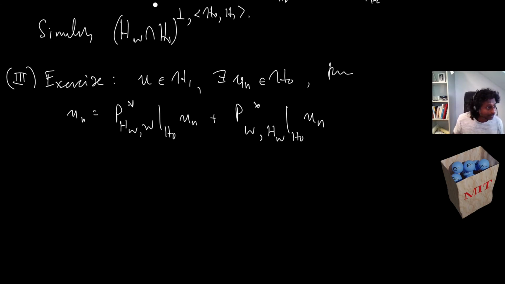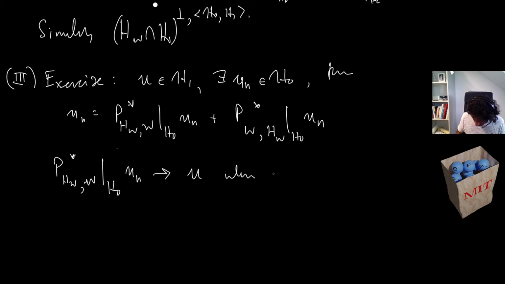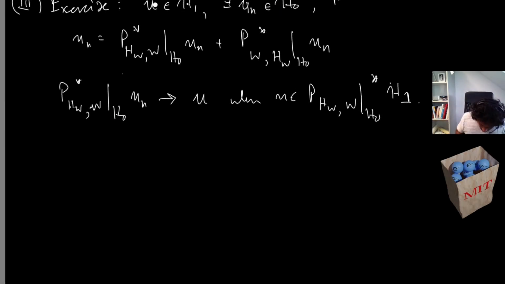And we have to use that, and then one can show that actually the sequence P_HW star W H0 U_N converges to U when U is in P_HWW H0 star H1. So this is how you would do it. I'll just leave it as an exercise, okay? All right.